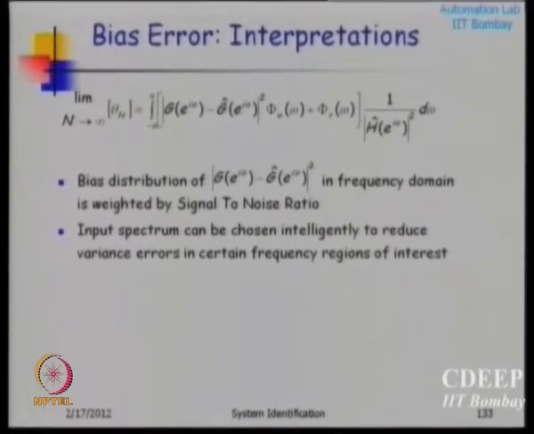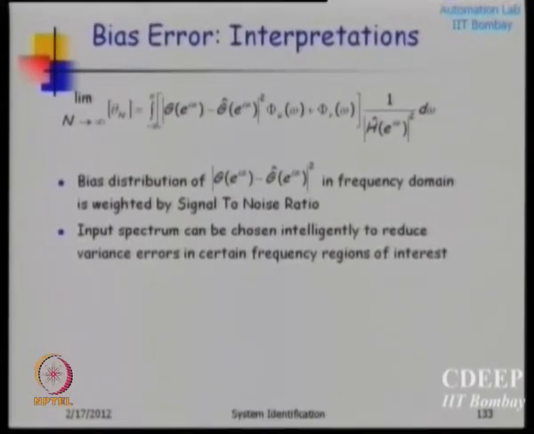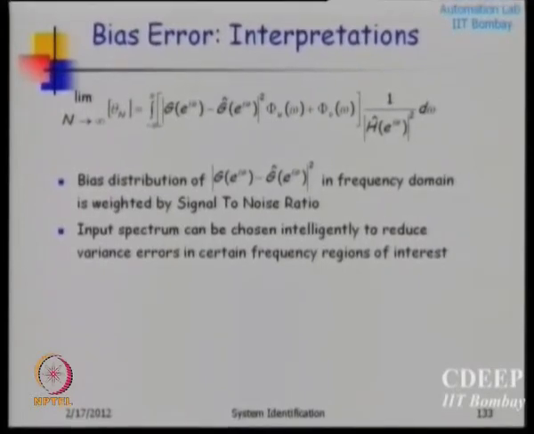This interpretation is possible only because of Parseval's theorem. Only because you are using two norm Fourier transform, you can interpret this in the frequency domain and say that how I plan my input excitations can be understood through this analysis, okay. That's why Leung's book is filled with frequency domain analysis along with time domain analysis. So from this entire complex expression, the take home message is only this, that input spectrum can be chosen intelligently to minimize the difference between the frequency response of the truth and the model in certain ranges, okay.